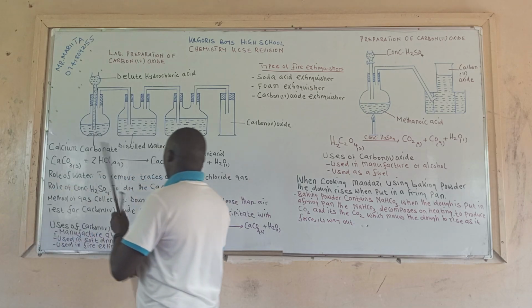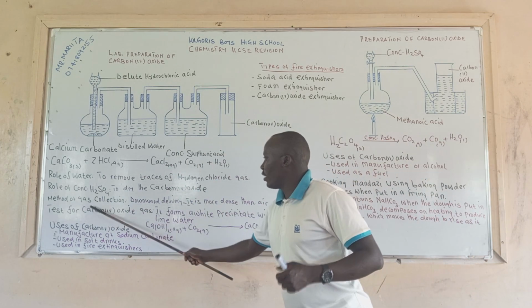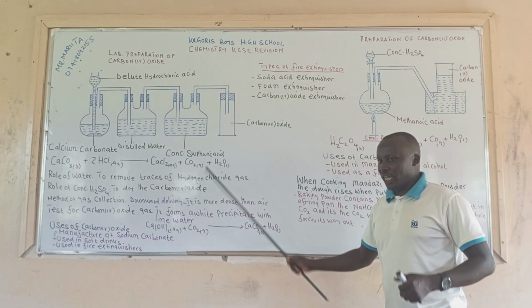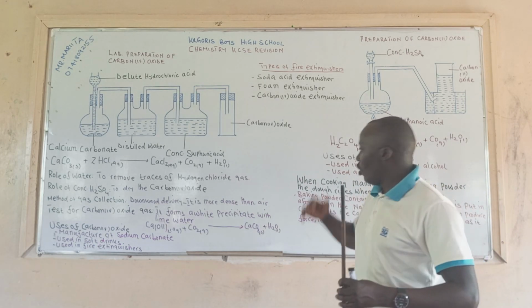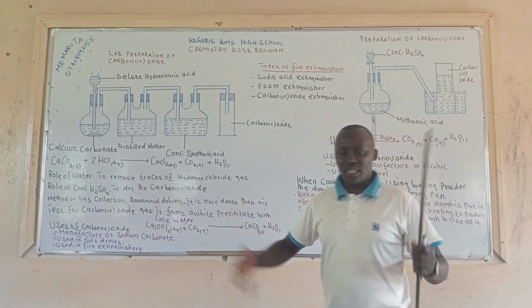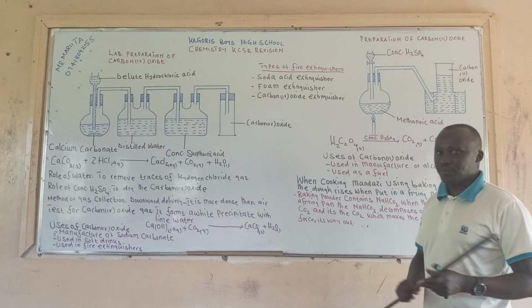Dry carbon dioxide gas is collected by this method. So we have methods of gas collection. It is collected by the downward delivery method, or what we call the upward displacement of air, because the gas is denser than air.